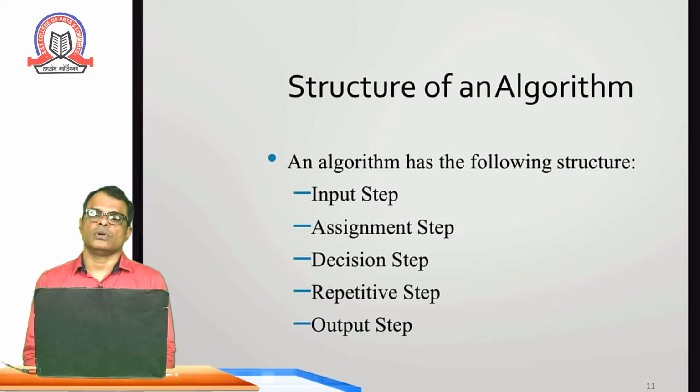Now, once we understand what an algorithm is, that algorithms are the steps to solve a problem, we will try to understand how to structure an algorithm, how to write an algorithm. So what are the steps? First is the input step, then the assignment step, decision step, repetition step, and then the output step. The sequence of these steps may change, but basically you have to write some input step, then assign some value to that input, then perform some operations or decision or repetitive steps, and then display the output.